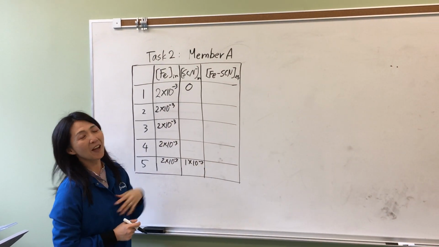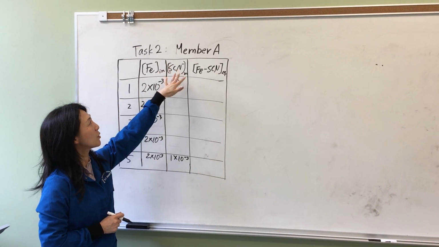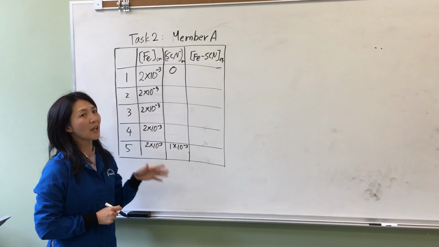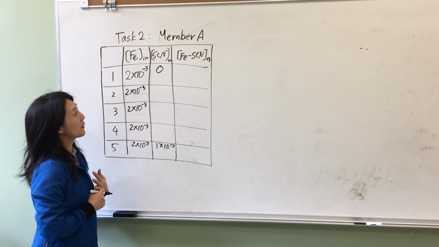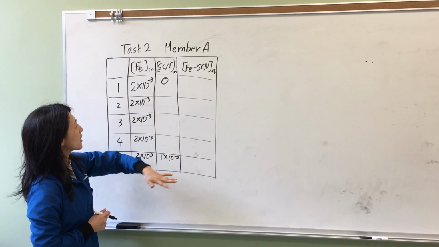Okay, so now I'm going to explain how to do the data analysis for task 2. I assume everybody chose member A. If you did member B, please ask your instructor how to do it. Okay? So first I'm going to explain what you did and then move on to the data analysis.